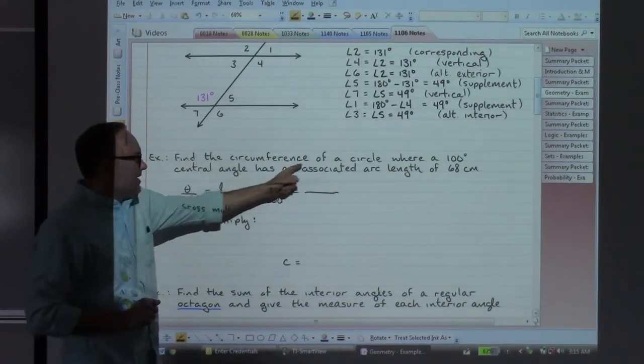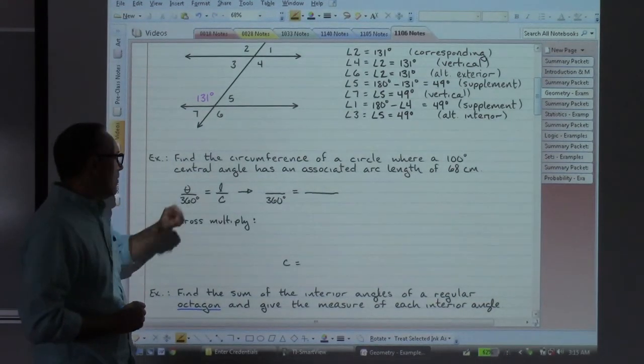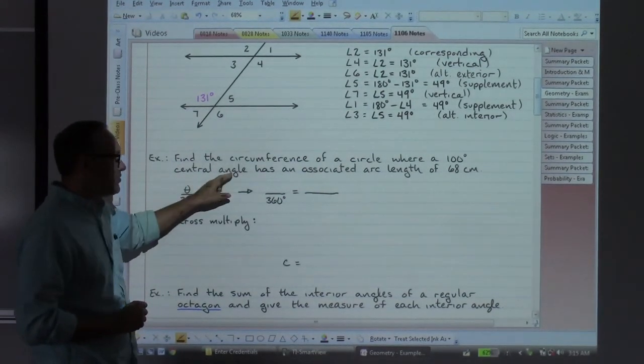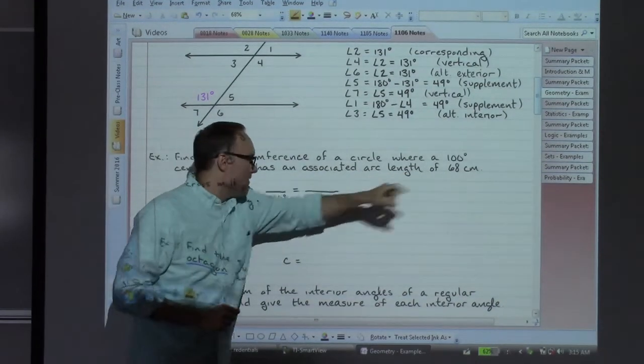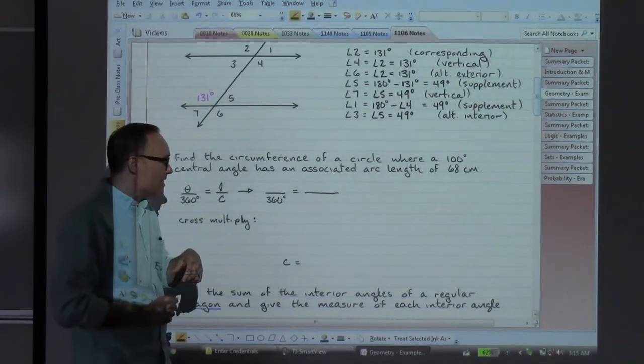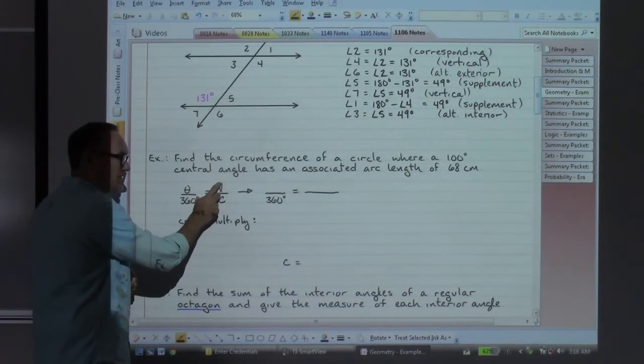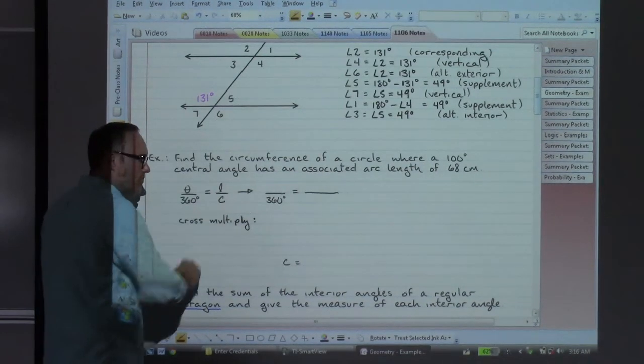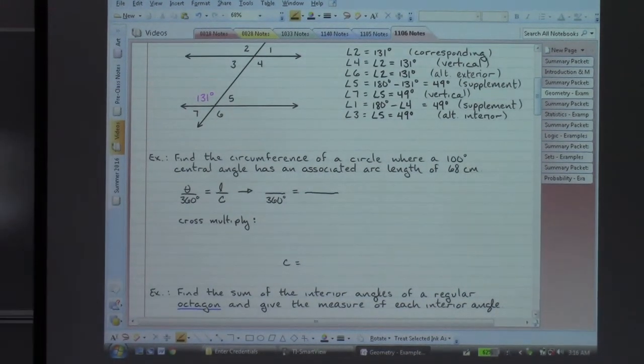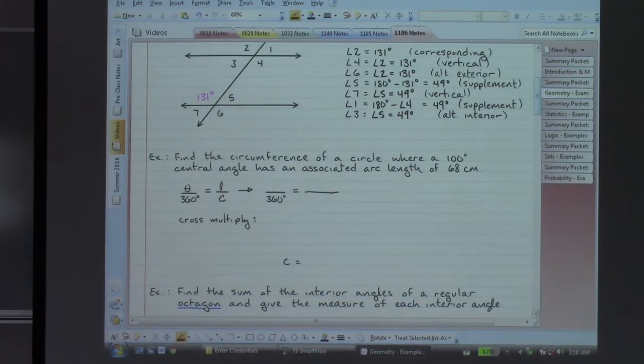We are looking to find the circumference of a circle where we have a 100-degree central angle. We have an arc length of 68 centimeters. So we've got the angle, the central angle, 100 degrees. We've got the arc length, 68 centimeters. We're looking for that circumference. So let's put those specific values into that proportion equation. 100 degrees over top of 360 degrees is equal to 68 centimeters over top of the circumference.